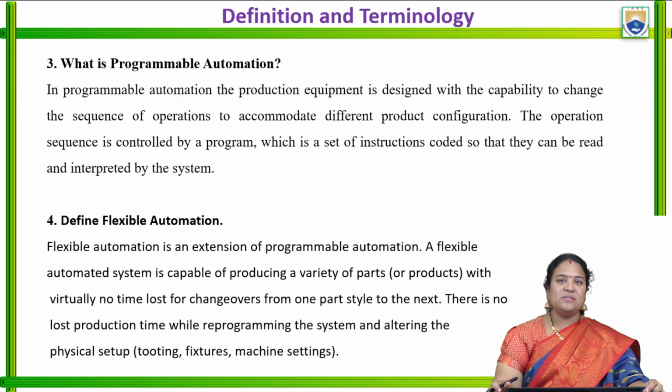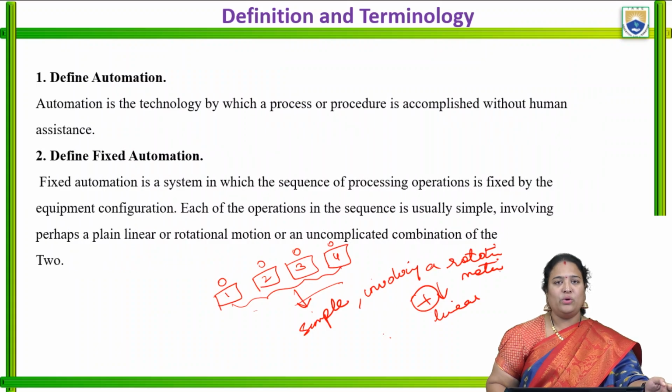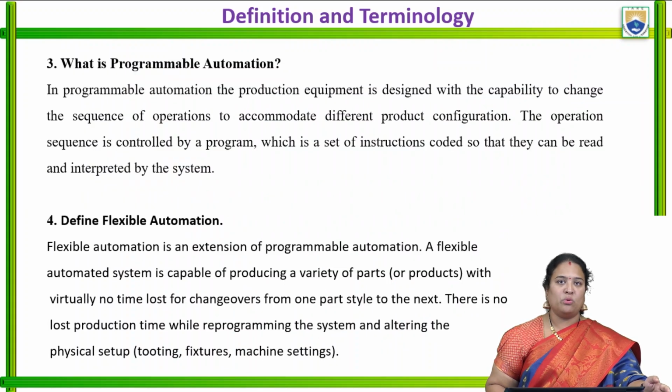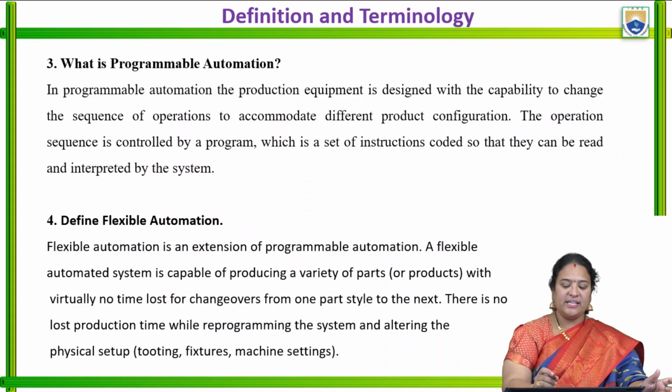Next, what is programmable automation? Here we have seen fixed automation. What is fixed automation? What is programmable automation? And what is flexible automation? Programmable automation means that when we give a program to the robot, it has the capability to change the sequence of operation.